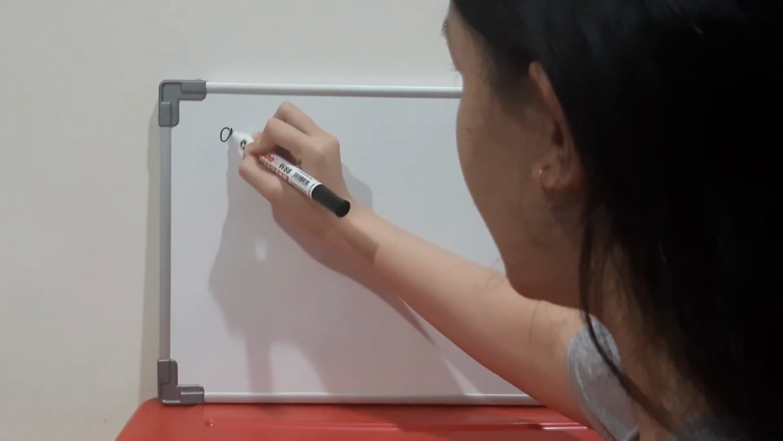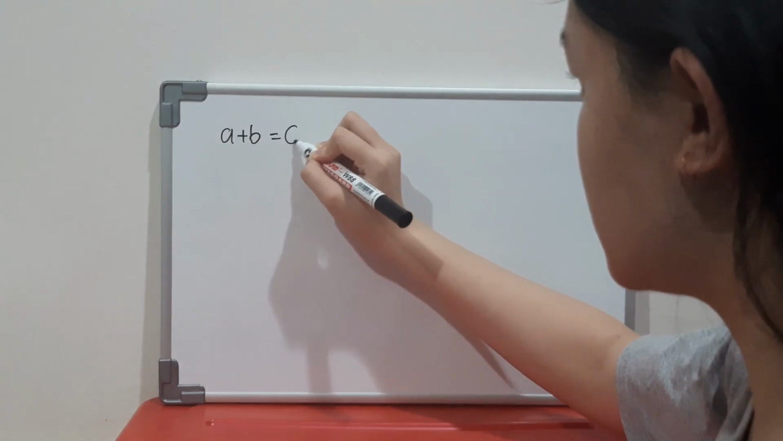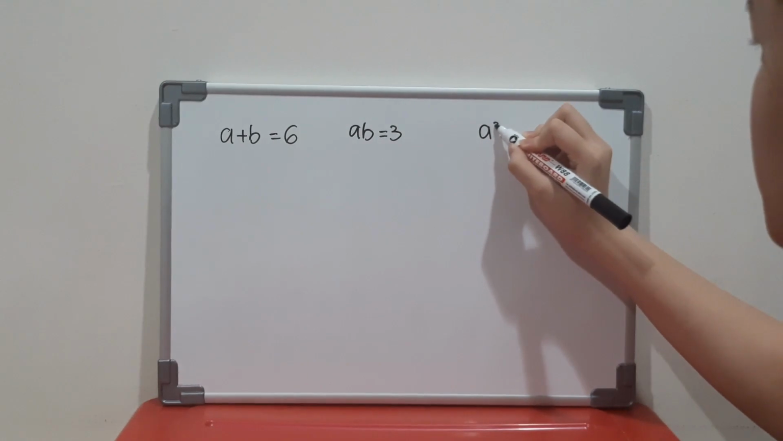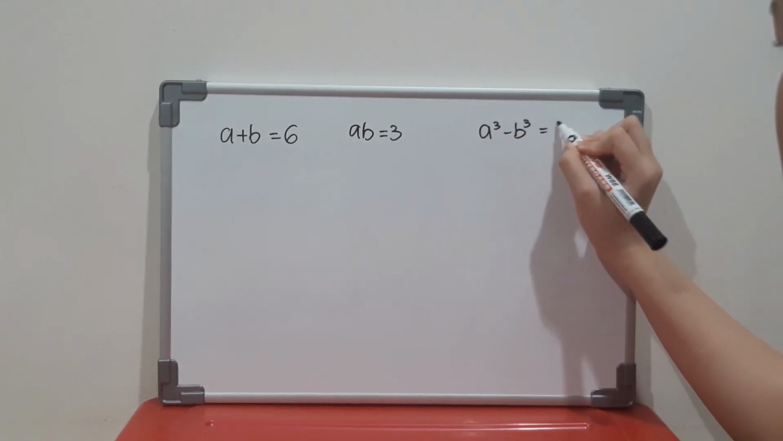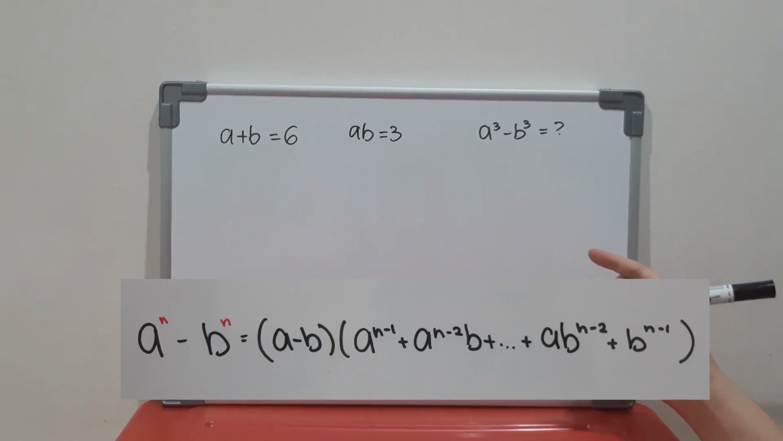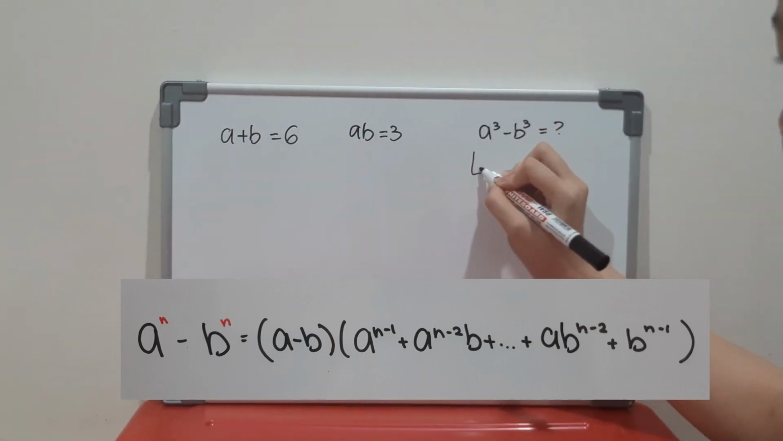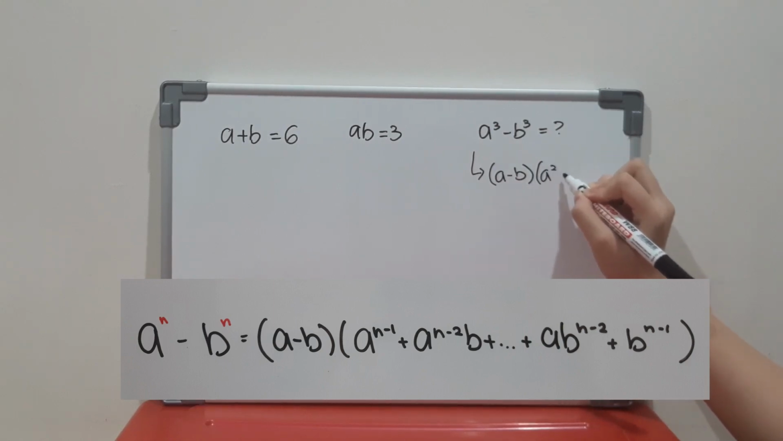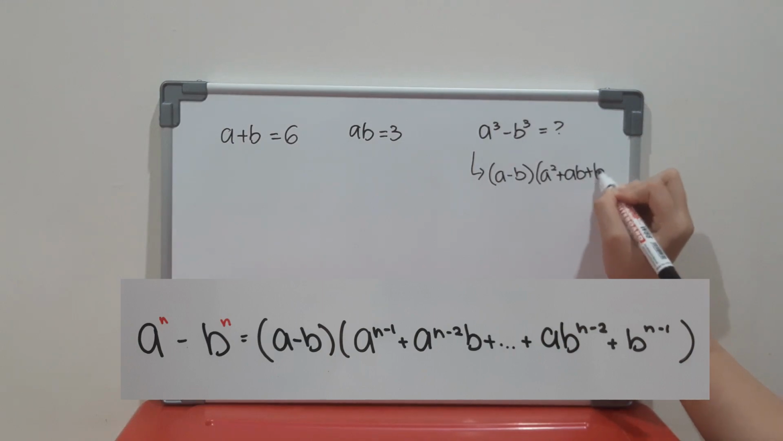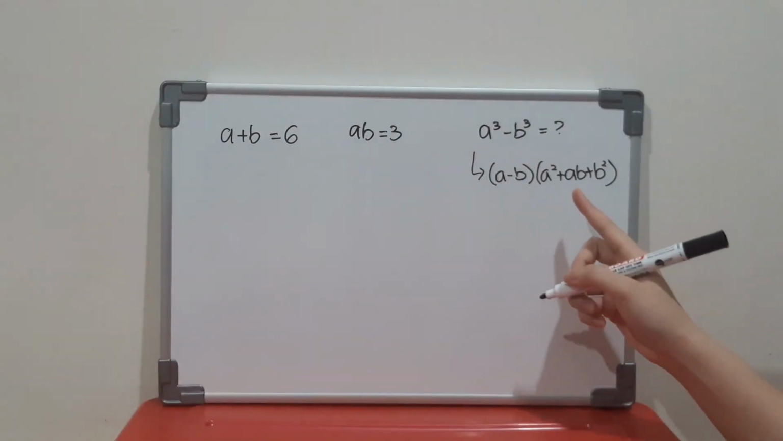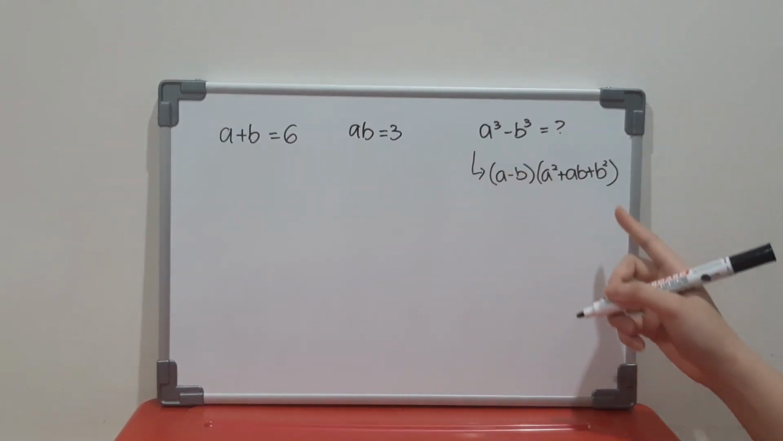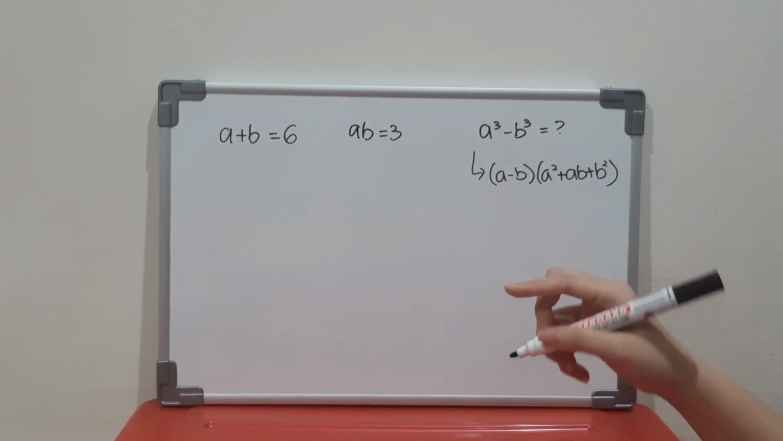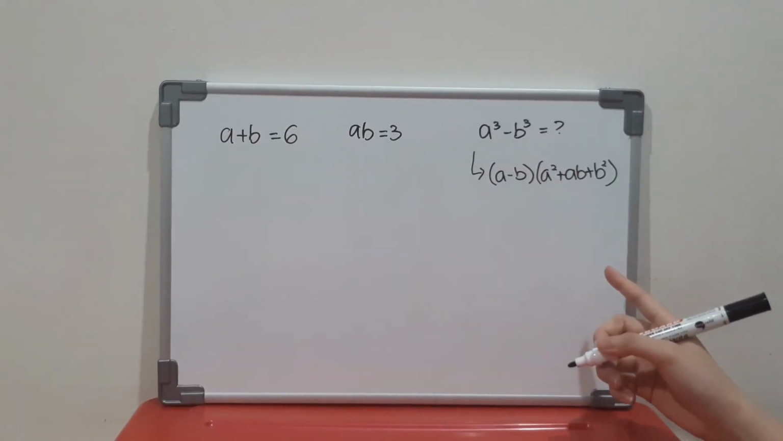So we have a plus b equals to 6, ab equals to 3, and we're trying to find a cubed minus b cubed. According to the law of subtraction of the same power, we can change this format into a minus b times a squared plus ab plus b squared. Now we know what ab is, it's 3 from the given, but we don't know what a minus b nor a squared plus b squared is. So we're going to try and find that.